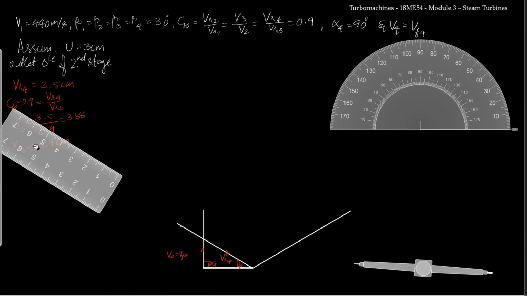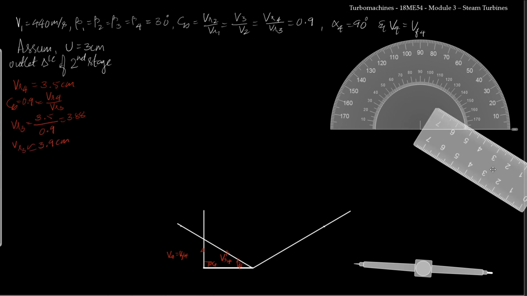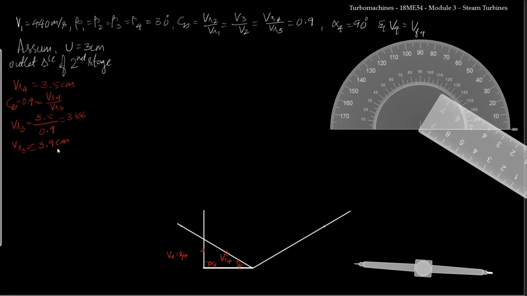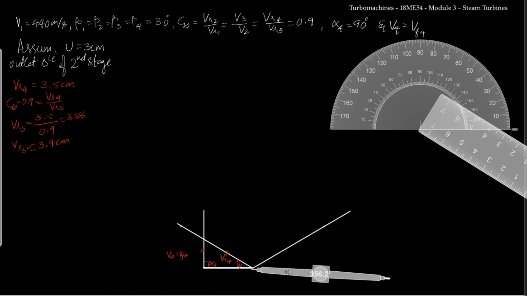Now I know the length of VR3 as 3.9. So I will take this compass, I will place it over here. I will reduce the length to 3.9 and now I will draw an arc. So where the arc cuts the VR3 line, that will be the apex of the outlet velocity, the inlet velocity triangle for the second stage. So I will complete the construction of the velocity triangle.